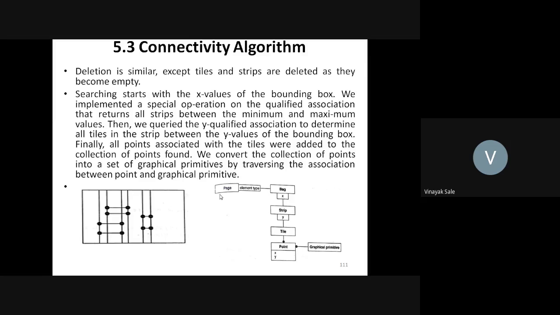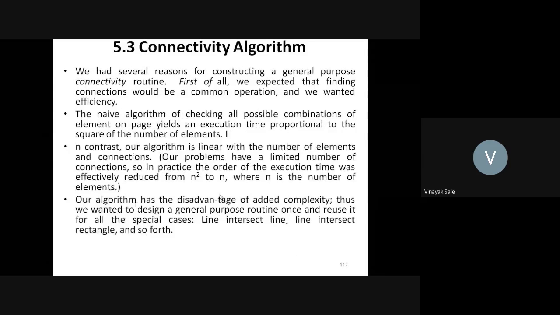We convert the collection of points into a set of graphical primitives by traversing the association between point and graphical primitive. So we had several reasons for constructing a general purpose connectivity routine. First of all, we expected that finding connections would be a common operation and we wanted efficiency.